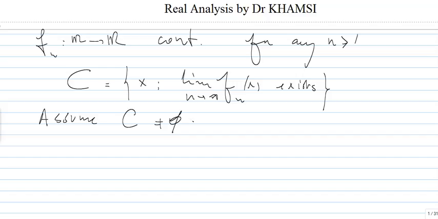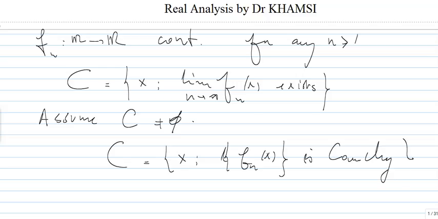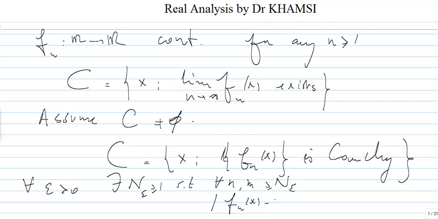So here the trick is to see that a sequence is convergent in R if and only if it is Cauchy. Therefore, C is just the set of x such that the sequence f_n of x is Cauchy, which allows us to work with this without having to specify the limit. It's very, very beautiful. So completeness of R plays a major role here. What does it mean to be Cauchy? This means that for every epsilon, there exists N epsilon such that for every n and m greater than N epsilon, we have |f_n of x minus f_m of x| less than epsilon.